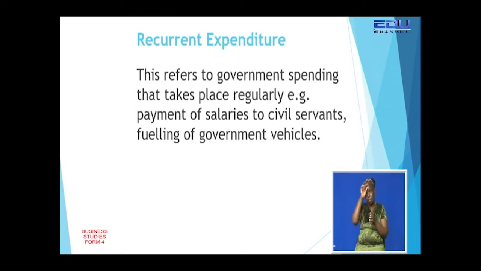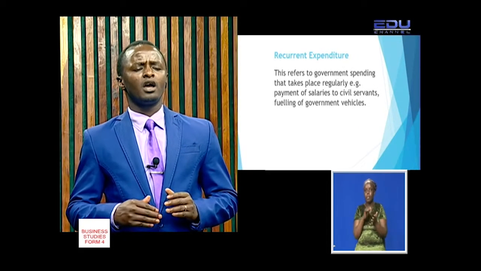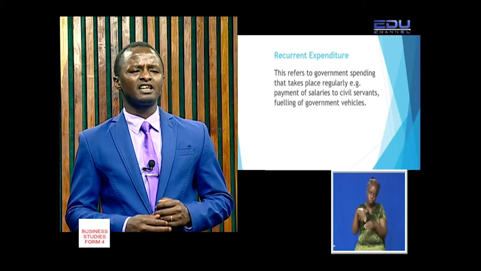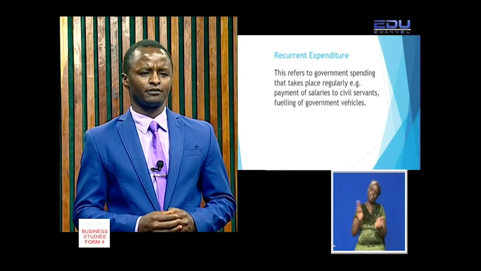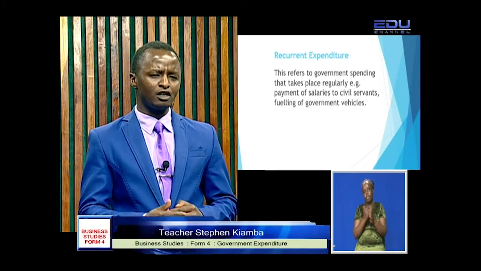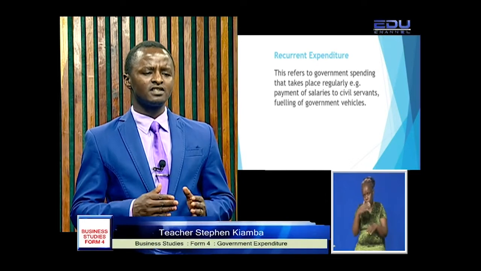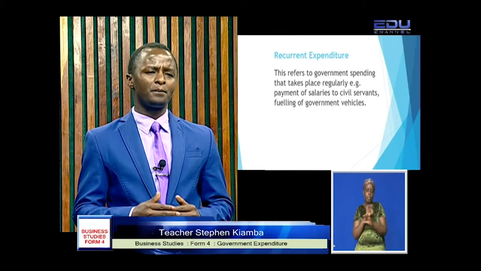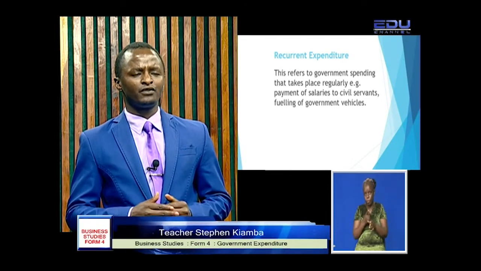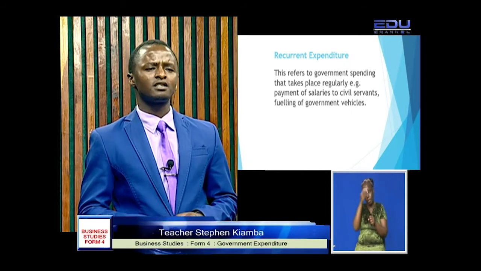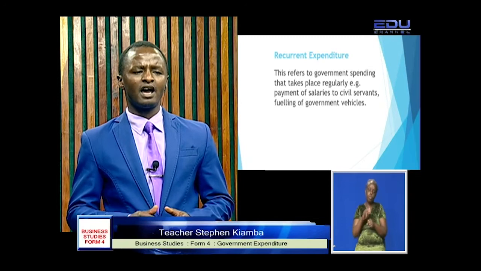Now, recurrent expenditure refers to government spending that takes place regularly. For example, payment of salaries to civil servants, fueling of government vehicles. We are saying time and again, or rather on a repetitive basis, after a particular period of time. Regular means it is happening after a determined period of time. So there are those expenses the government will incur on a regular basis.